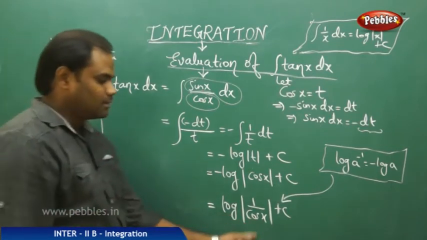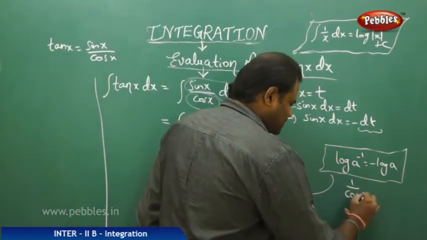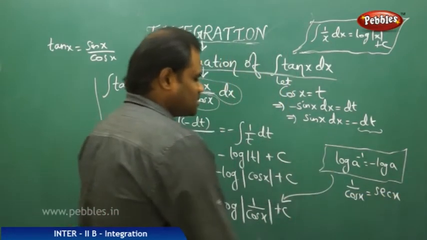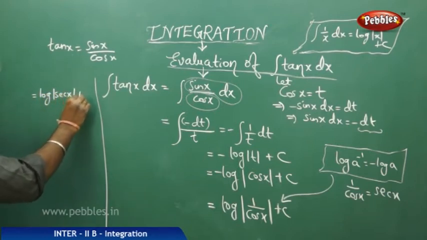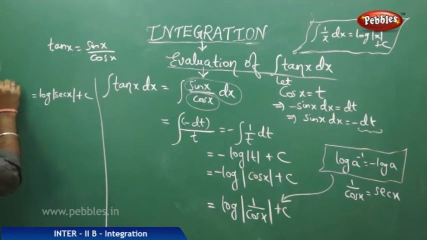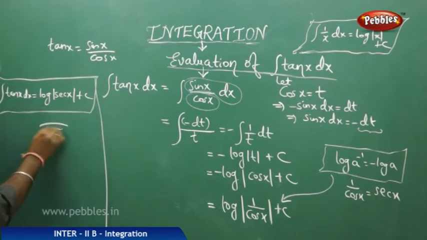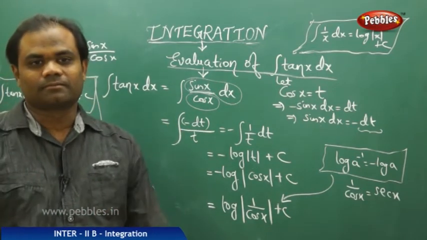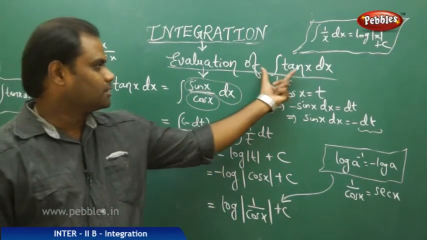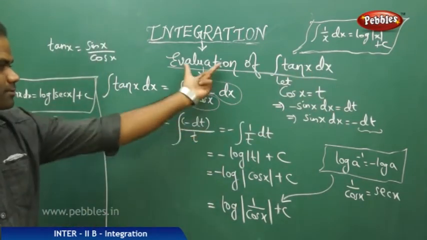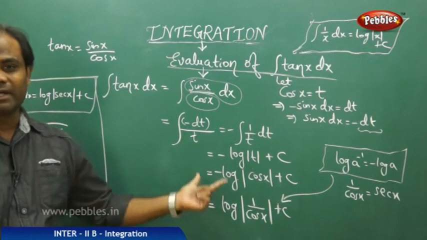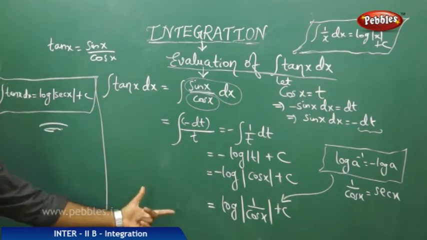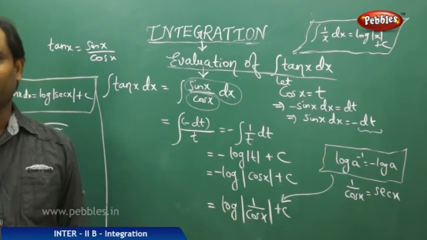And we also know that the reciprocal of cos is secant. Therefore, using 1 by cos x equals secant x, I get log mod secant x plus c, which is the integral of tan x dx being log mod secant x plus c. Therefore, the standard formula integral tan x dx can be derived using the method of substitution, and hence we obtain integral tan x dx as log mod secant x plus c. The method of substitution helps in finding the trigonometric formulae.